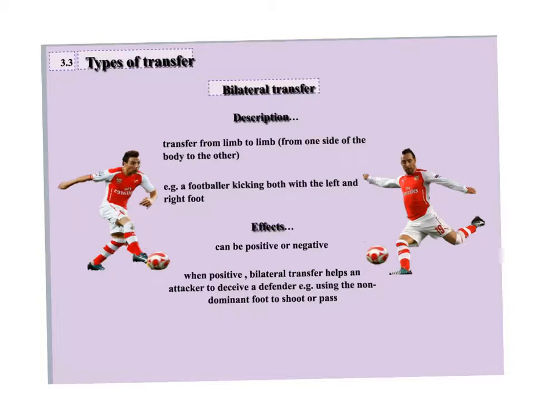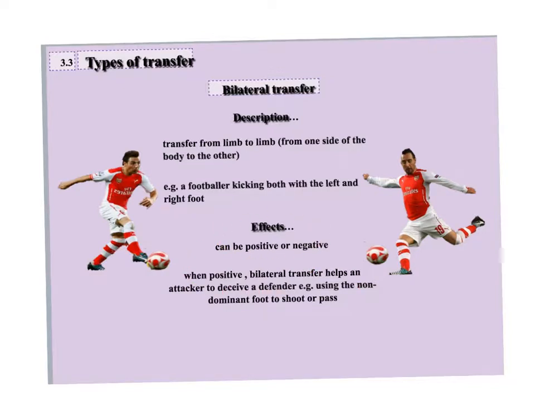Moving on to bilateral transfer, dead simple this one. It's just a matter of transferring from one limb to the other. So in this example, you've got an Arsenal player here with his right foot and his left foot. Dead easy. Again, you've got to get into your head it can be positive and it can be negative.